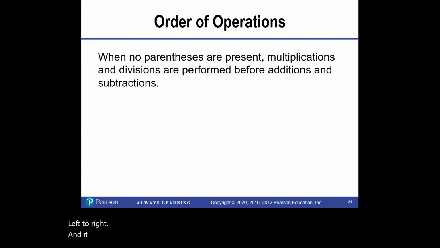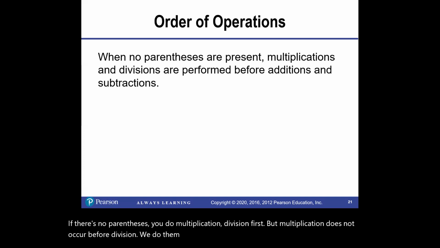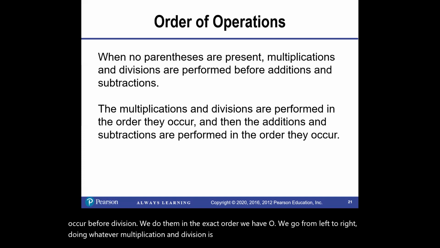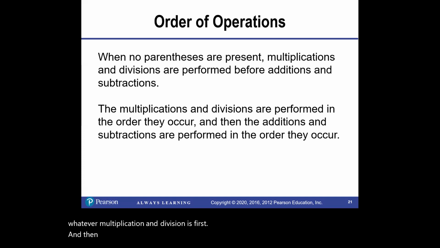And if there's no parentheses, we do multiplication and division first, but multiplication does not occur before division. We do them in the exact order we have. So we go from left to right, doing whatever multiplication and division is first. And then we go back and we do all the additions and subtractions.